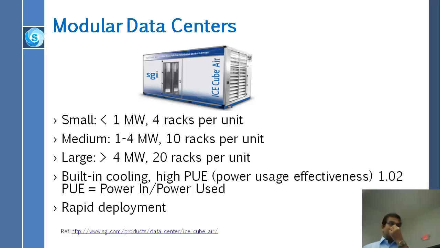So this is how it looks like. Ice cube. And ice cube is actually not as small as it says. It's not like an ice cube, it's really big, but that's what it looks like. A small one would need less than 1 megawatt of power. It will have 4 racks. A medium one will have 10 racks and take 1 to 4 megawatts, and the large one will have 20 racks with more than 4 megawatts.